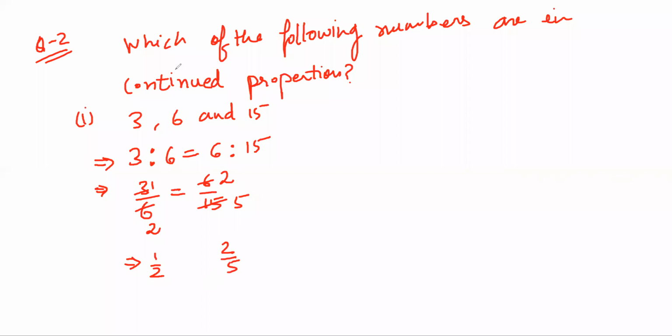Class, one thing I want to tell you: 1 upon 2 and 2 upon 5 are not equal to each other. So if they are not equal to each other, what will we say? Tell me, what is the conclusion? They are not in continued proportion. Clear? Is it very clear to everyone? Tell me yes or no.